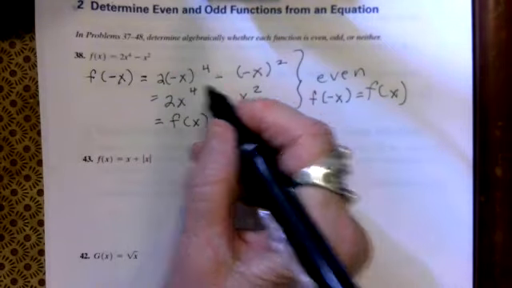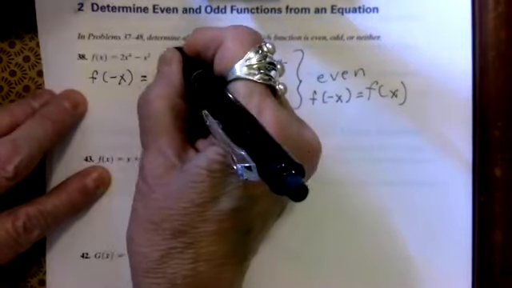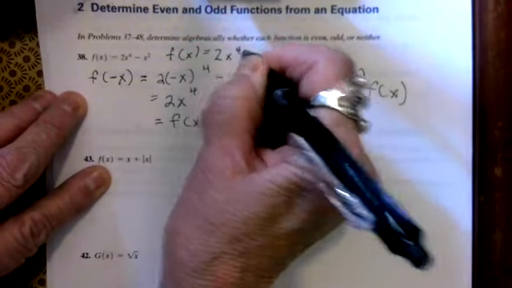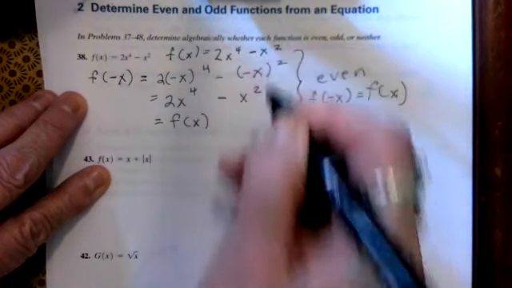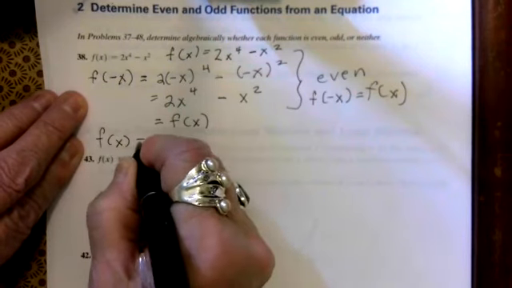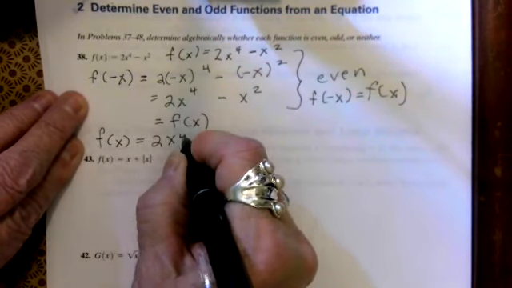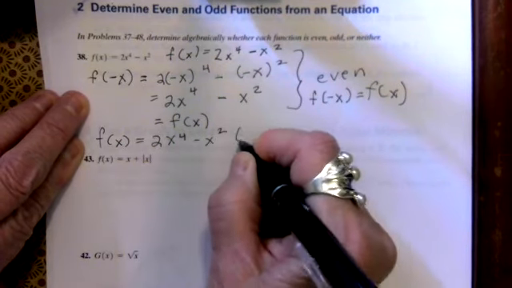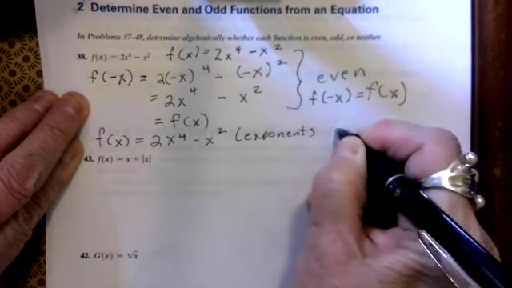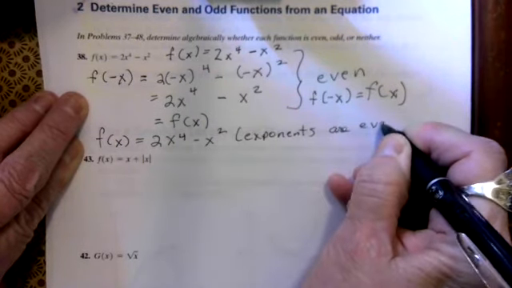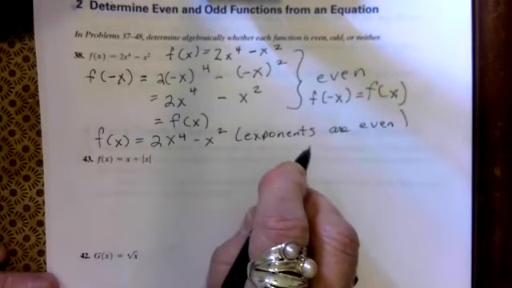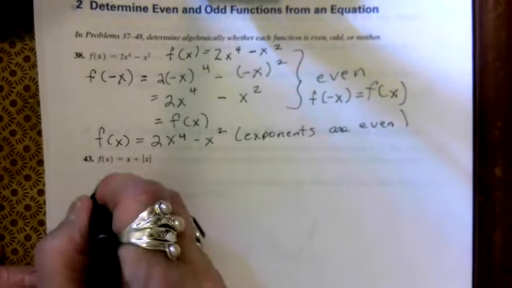You might also notice that this function, so this is what the function was, f of x equals 2x to the fourth minus x squared. That was the function. So I'll just write it again. Notice something about the exponents. Do you notice that the exponents are even? So if you've got the equation of a function, if all of the exponents are even, then it's going to be an even function.